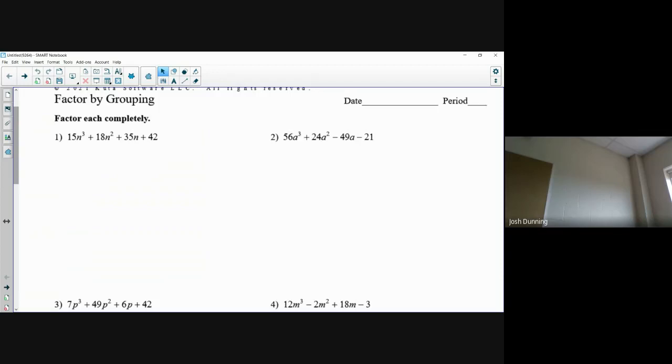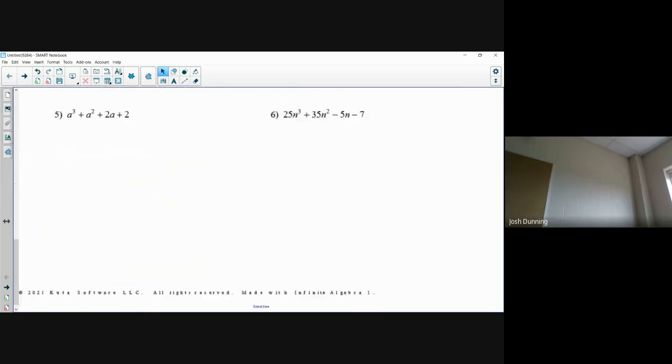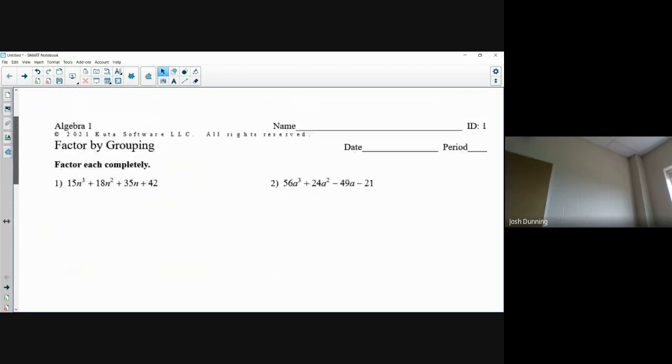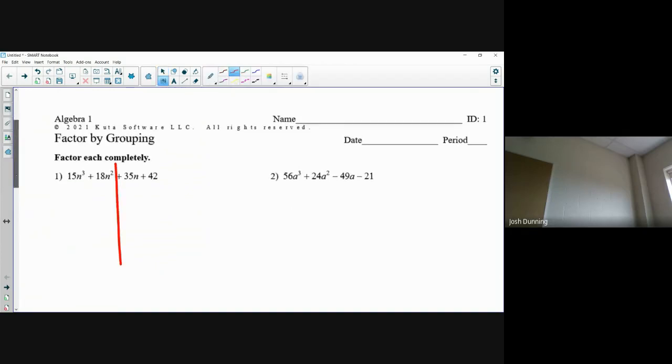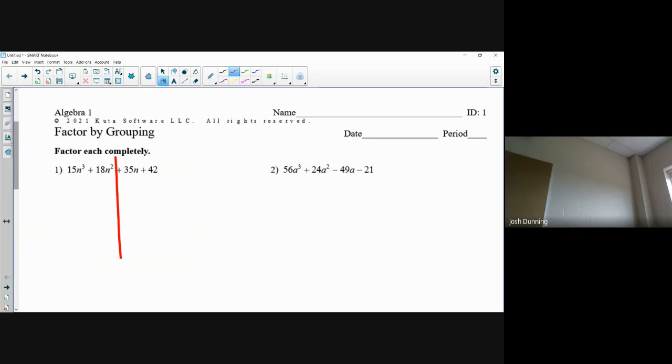So the way these work, split it down the middle. Now we're going to GCF both halves separately. The GCF of the first half, you can divide both 15 and the 18 by 3. And there is an n in both. Go with the lowest power, n squared.